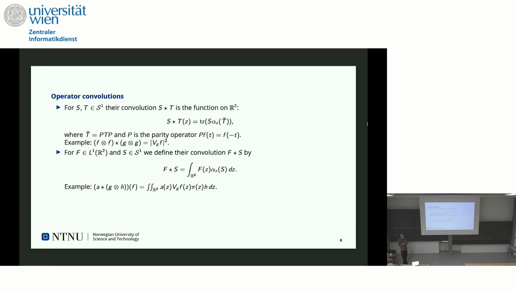Okay, so in the rank 1 case, we can take F tensor F, convolve this with G tensor G, and this is going to give us our spectrogram.